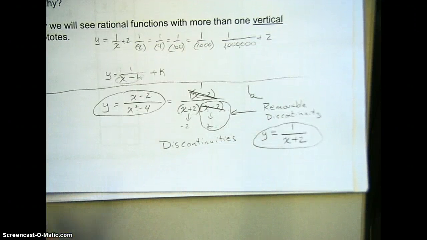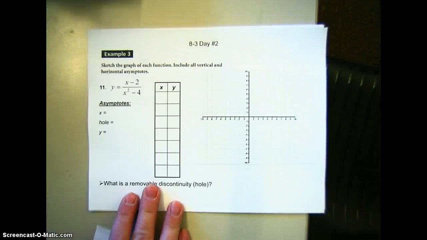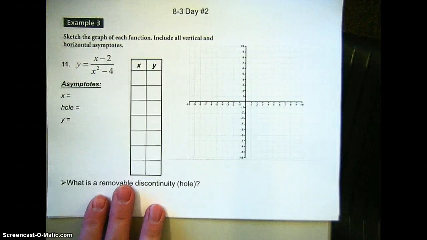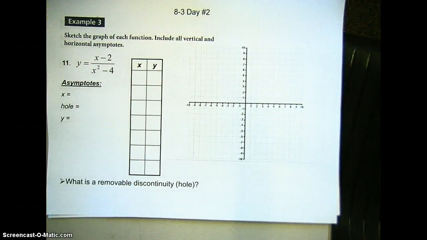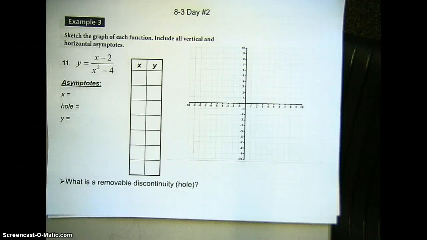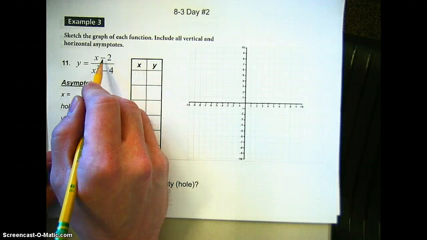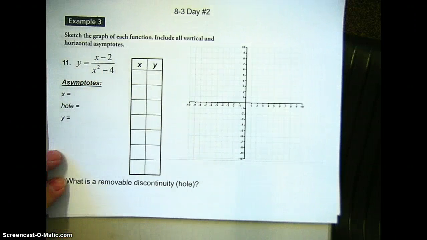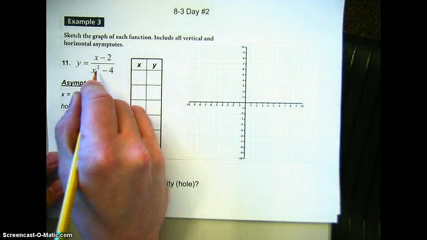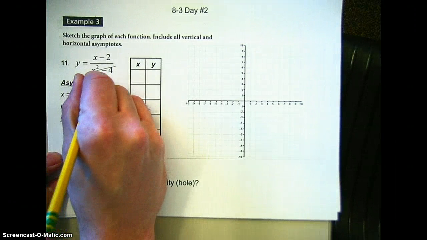I want you guys to take a look at number 11 on the example side of your worksheet. Number 11 looks just like that. It doesn't have all that other cool stuff on there. I want you to go ahead and get a graph set up for that right now. So here we go. We've already factored this, right? This is the one I just put up on the board. We said that the denominator, the first step, becomes x plus 2, x minus 2.